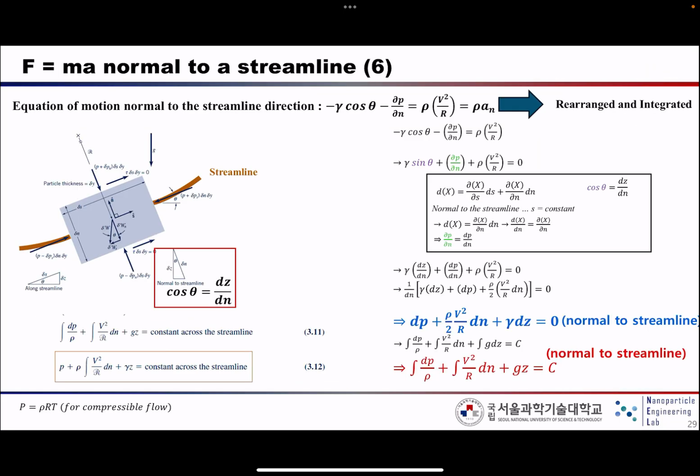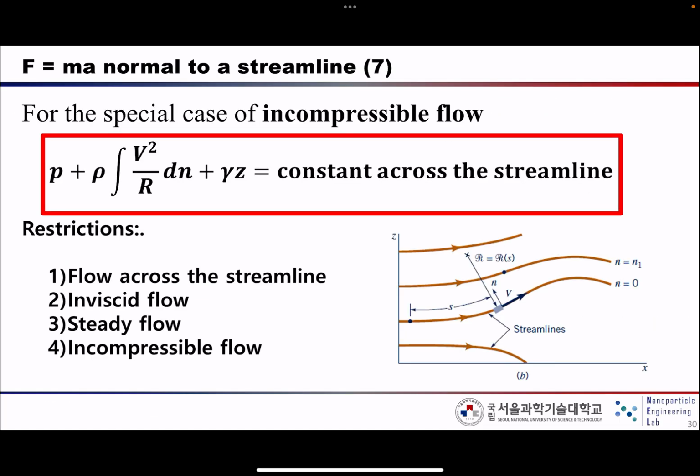This is the general form; if you do the integral, we can get this result. But for the special case of incompressible flow, the density is constant, so we can put it outside the integral, right? So this equation is called F equals ma normal to a streamline. Okay, this is not the Bernoulli equation, but this equation is also very useful.